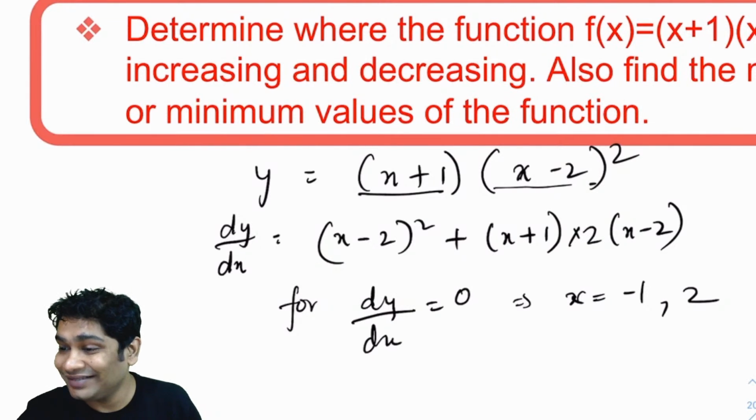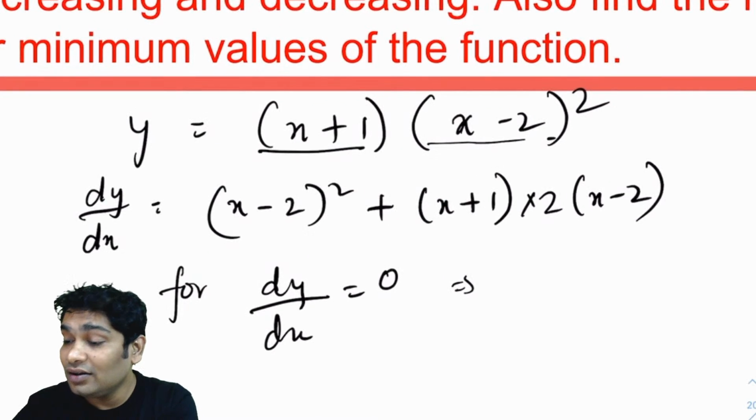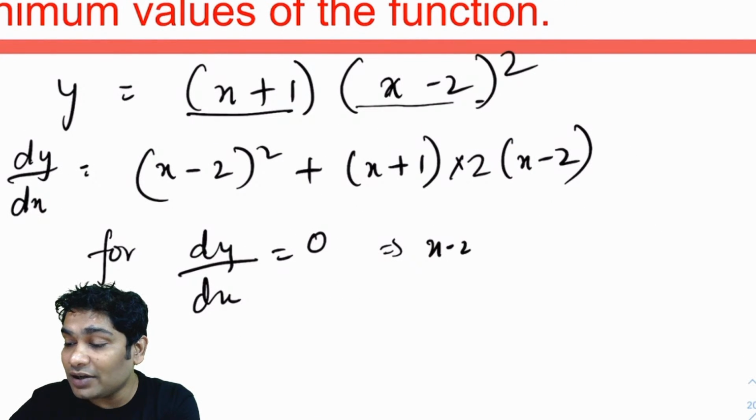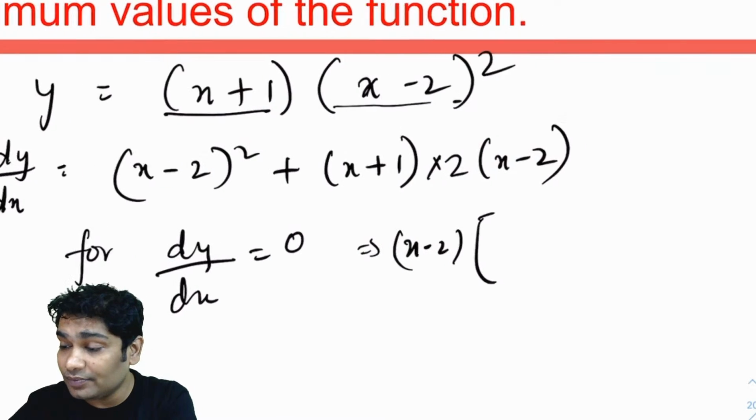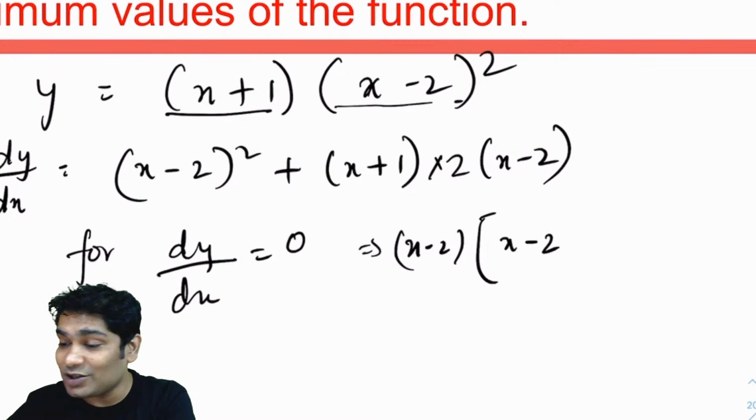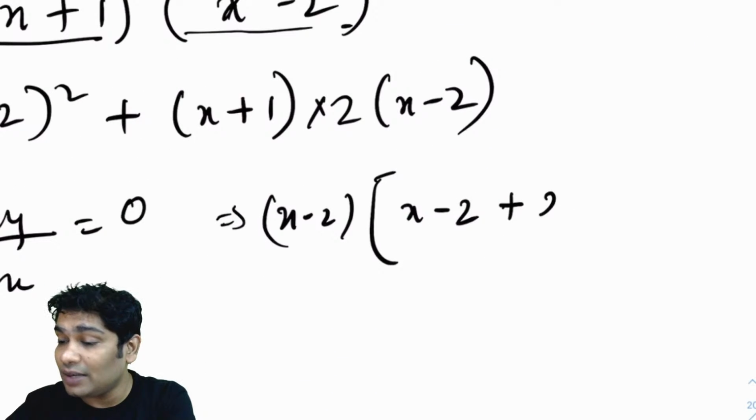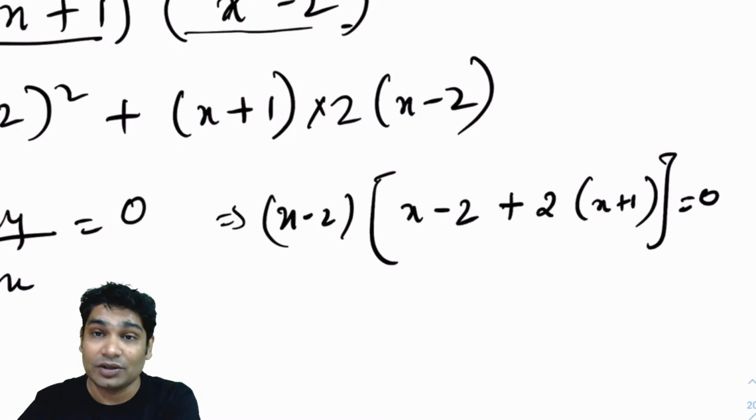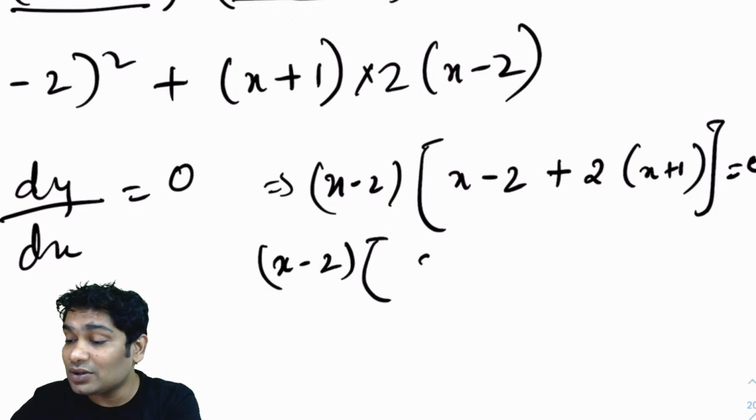Alright, so sorry. When you put this as 0, what do you get? You can take this entire thing common, you get (x minus 2) here, times (x minus 2) plus 2 times (x plus 1). So this is equal to 0, that is what you're getting, right? So what do you get? (x minus 2) times, this becomes 3x plus 0.